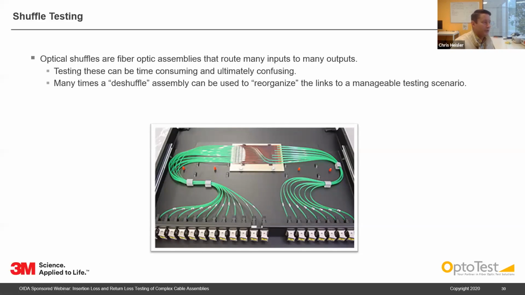Now, looking at shuffle testing, optical shuffles are fiber optic assemblies that route many inputs to many outputs. Testing these can be time consuming and ultimately confusing. Many times a D-shuffle assembly can be used to reorganize the links to a manageable testing scenario. So here's an example shuffle. We have 8 MPO connectors coming in. They route through, fibers get shuffled here, and then they route here to 12 MPOs coming out. So it looks like maybe this is 8 12-fiber MPOs that go to 12 8-fiber MPOs here.